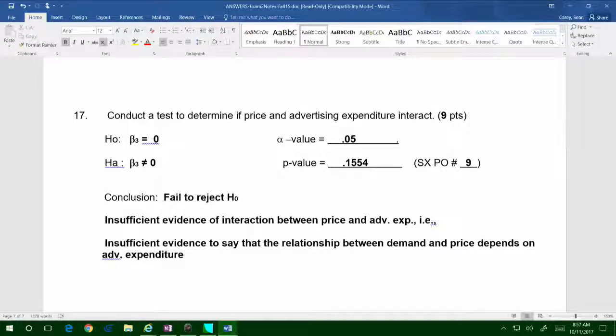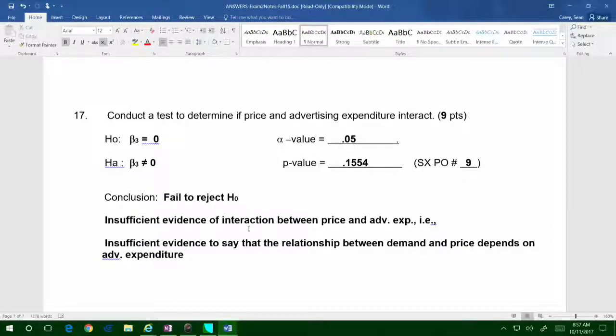And so the test that we're conducting is that the beta 3 term, the interaction term, is 0 versus non-zero in HA. You pick alpha. I picked 0.05. P-value from the printout was 0.1554. I highlighted that for you a little bit earlier. You saw me do it. Okay, that's from printout number 9. So now the alpha does not exceed the p-value. It's a fail to reject H0, right?